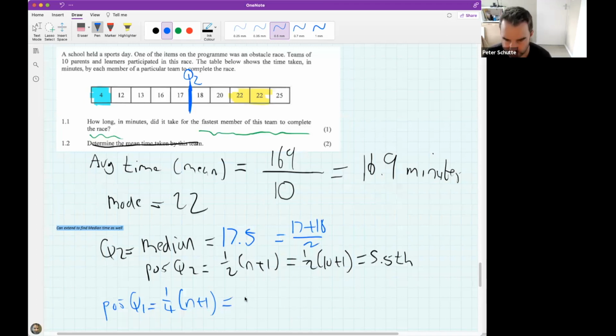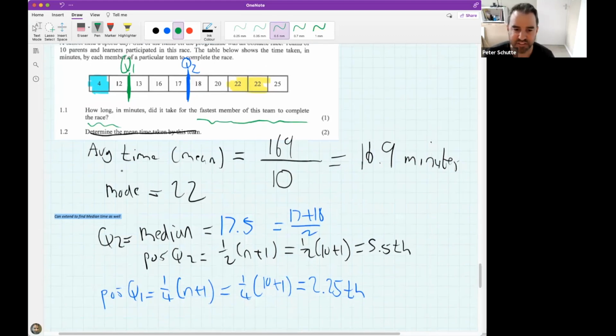So in this situation, that is going to be a quarter times, what was it? It was 10 items. And then my position is going to be 2.25. And so where is that going to be? Well, that is going to be between my second and my third item. And what is the value?